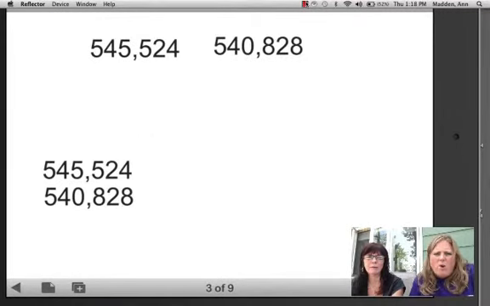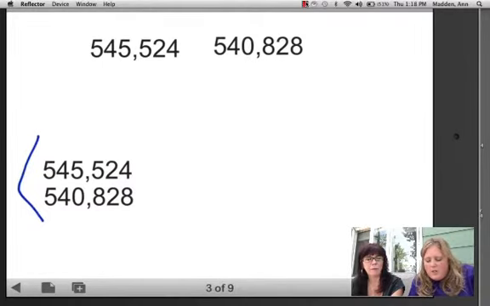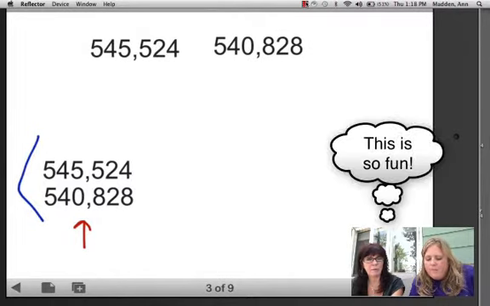When you compare and order whole numbers, the first thing you need to do is line up those numbers on top of each other. So I make sure that the ones place value is on top of each other and the tens, the hundreds, and so forth. An easy way to remember that is to make sure that the commas all line up on top of each other. So here I'm comparing my two numbers.